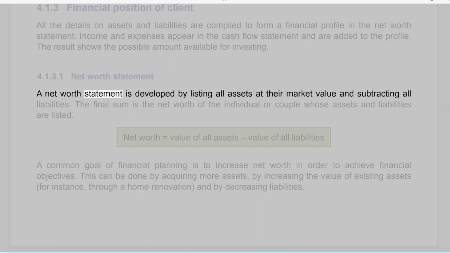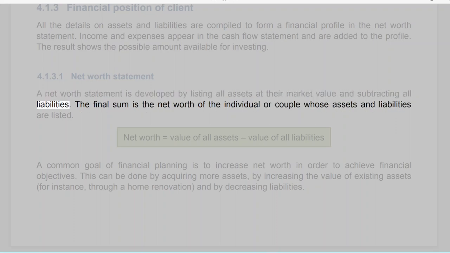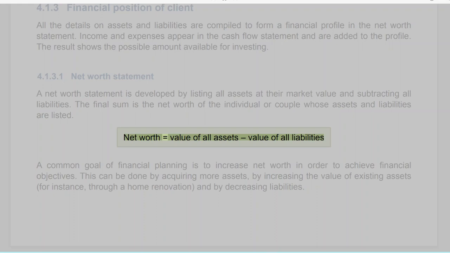A net worth statement is developed by listing all assets at their market value and subtracting all liabilities. The final sum is the net worth of the individual or couple whose assets and liabilities are listed. Net worth equals value of all assets minus value of all liabilities.